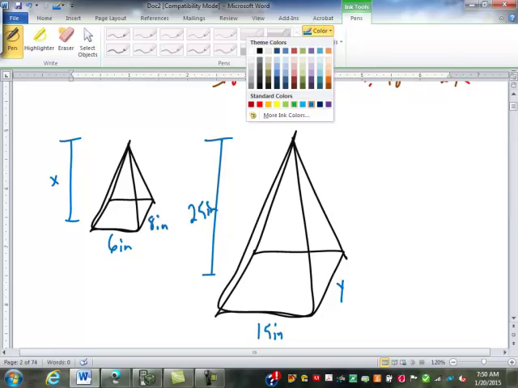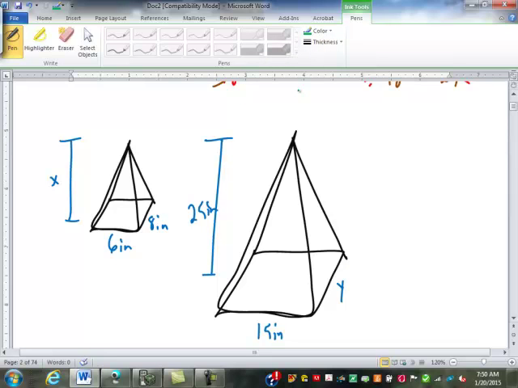To find those missing dimensions, even though these are three-dimensional figures, we're still just looking at lengths. So the 6 matches up with the 15. We're finding X. X goes on top or bottom? Top, because it's in the same figure as the 6. And it'll match up with the 25. So now we can cross multiply and divide to get X must be 10.